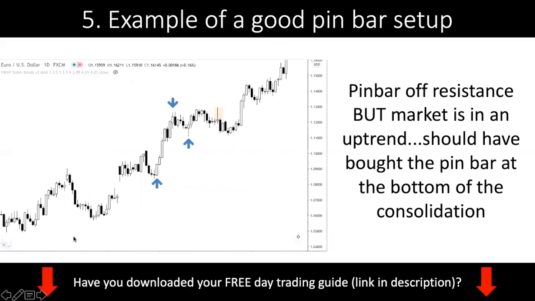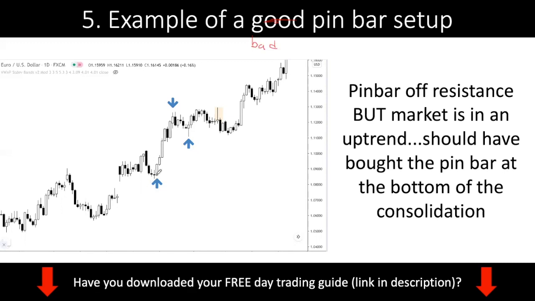So let's go through a bad pin bar setup. I didn't manage to change this, but just take note of this. This is not good. It's bad. Sorry for that, I apologize. But in this case, try to understand why this is a bad pin bar setup. Maybe you want to pause this video. So let me explain why this is a bad pin bar setup.